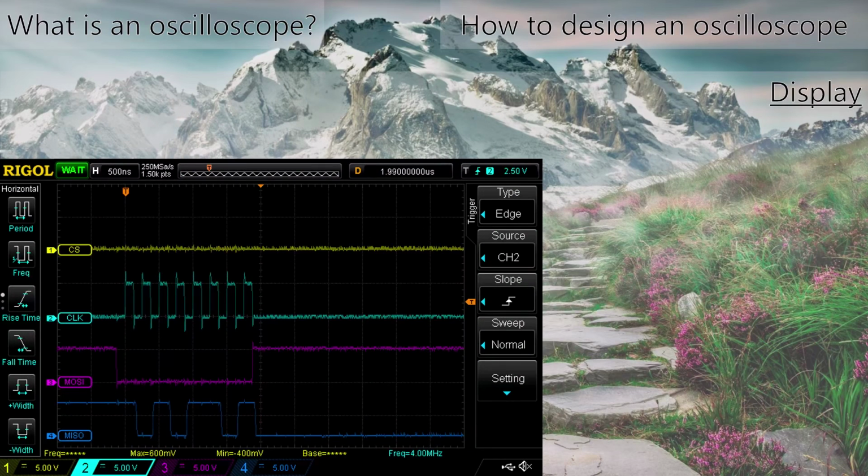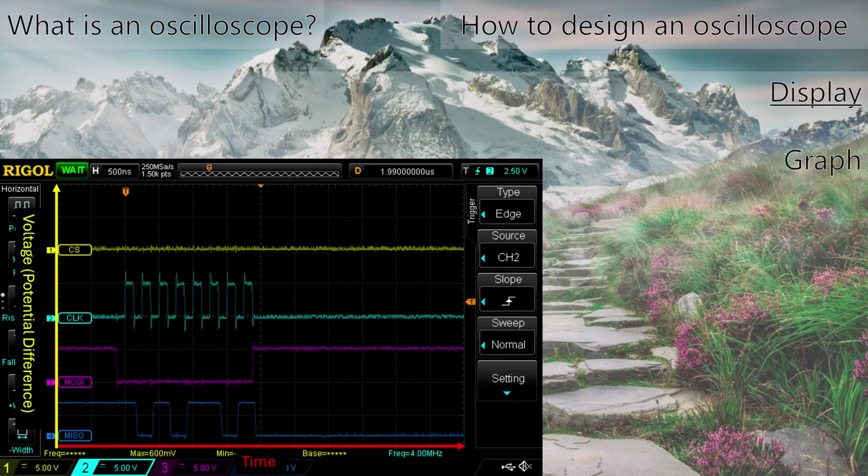Here is a screenshot of an oscilloscope screen. The most important part that you can see is the graph. This shows time on the x-axis and voltage or potential difference on the y. This picture is a bit difficult as it has 4 different lines, but they are all either 5 or 0 volts. This is because it has to display all the inputs that are being used somehow.